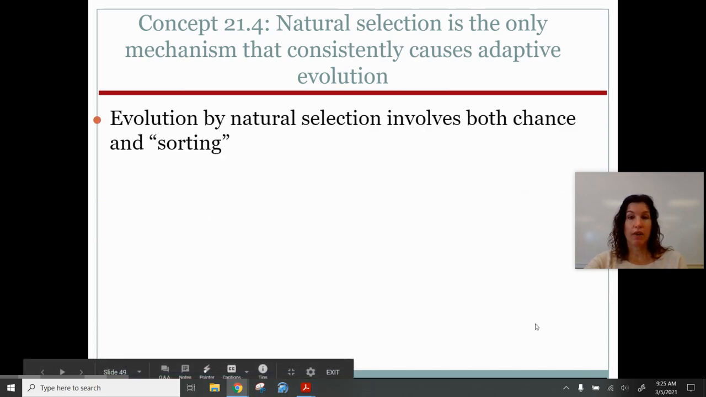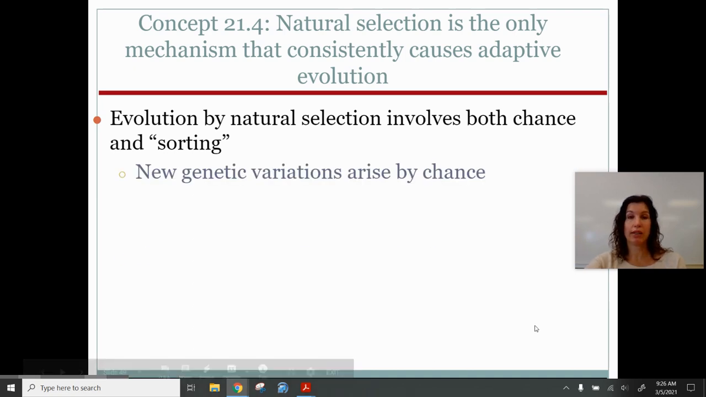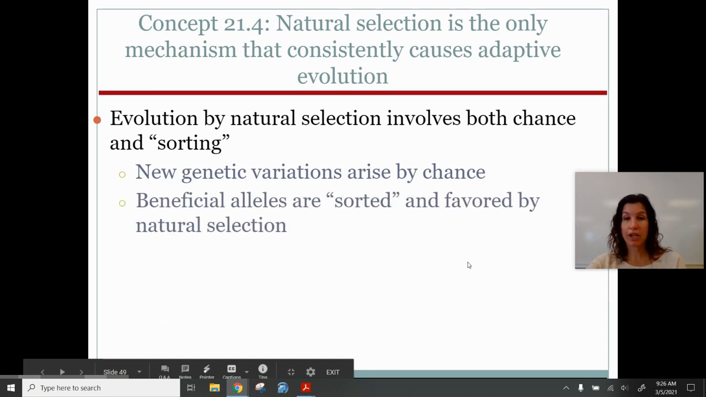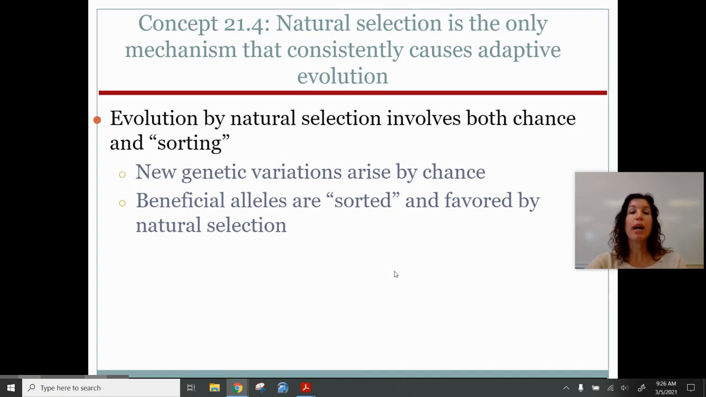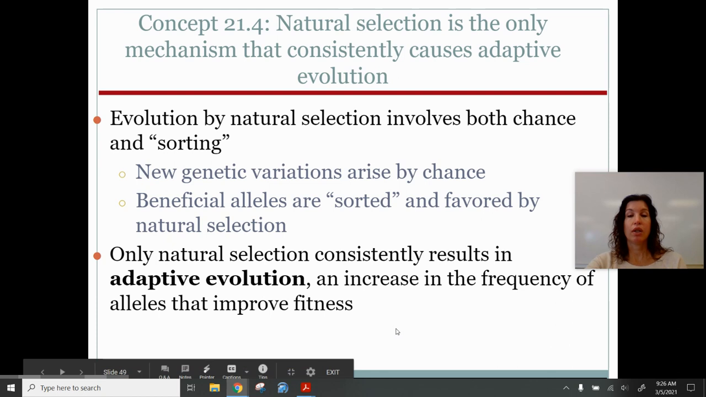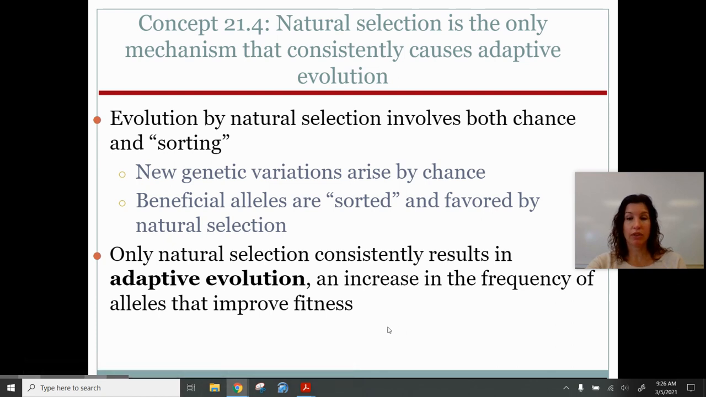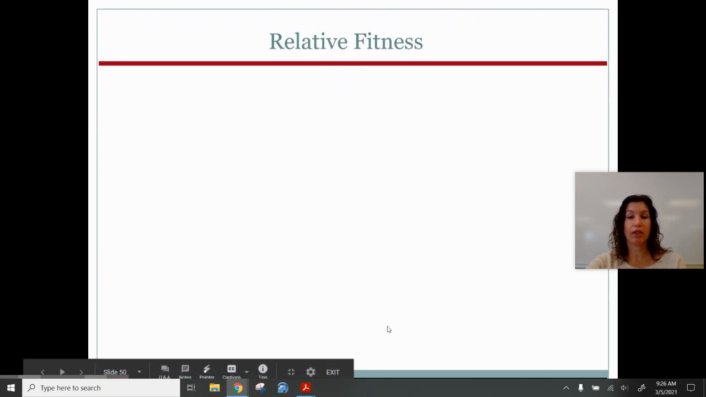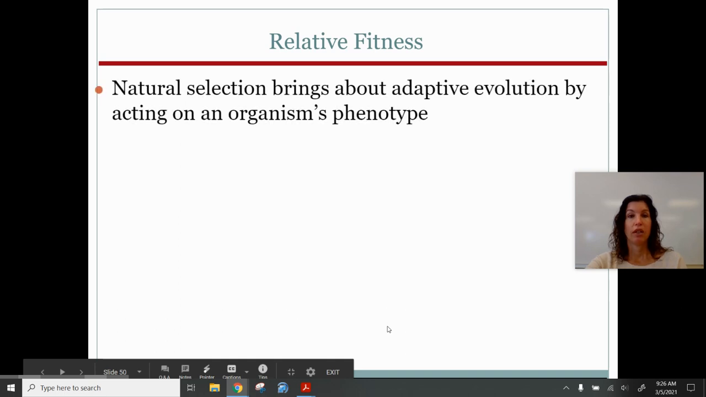Evolution by natural selection involves both chance and sorting. This is the only mechanism that consistently causes adaptive evolution. New genetic variations arise by chance, right? Those mutations are random, but beneficial alleles are sorted and favored by natural selection. That results in adaptive evolution, or an increase in the frequency of alleles that improve fitness.